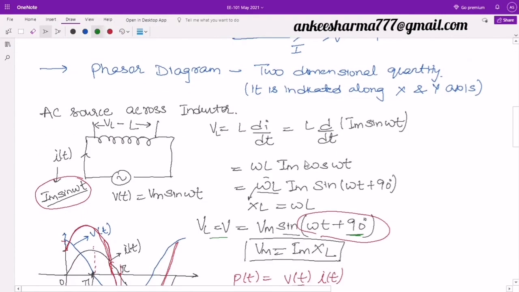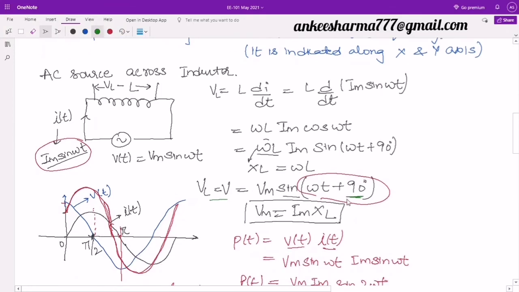Then we have taken the case of an AC source across an inductor. Here we have taken current Im sin omega t, and then we have calculated the value of the voltage, and we obtained that the voltage has a phase difference of 90 degrees, or it is plus 90 degrees. So I will say that the voltage is leading. I will write here: voltage is leading current by 90 degrees.